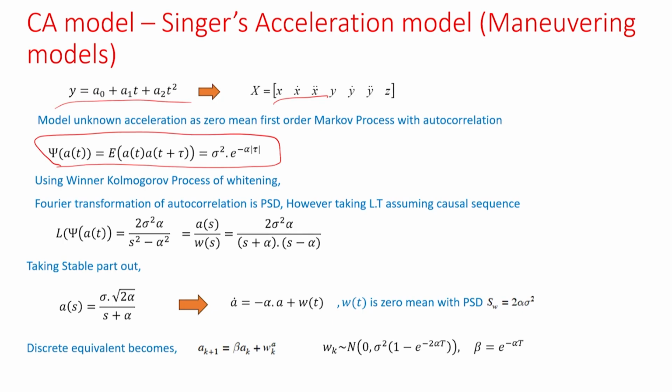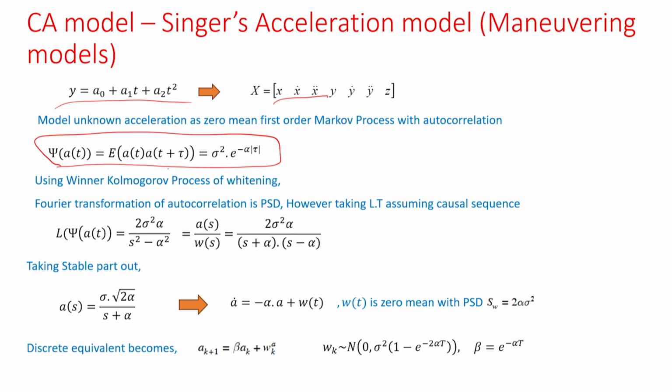Okay. So, acceleration, if you remember your autocorrelation function, it will be A(t) into A(t plus tau), assuming the process is ergodic. You get sigma square into e to the power minus alpha into mod tau. Now, there is something called the Wiener-Kolmogorov process, you must have known from any books on random or stochastic processes. If you do the Laplace transformation or Fourier transformation of your autocorrelation function, you get actually your power spectral density.